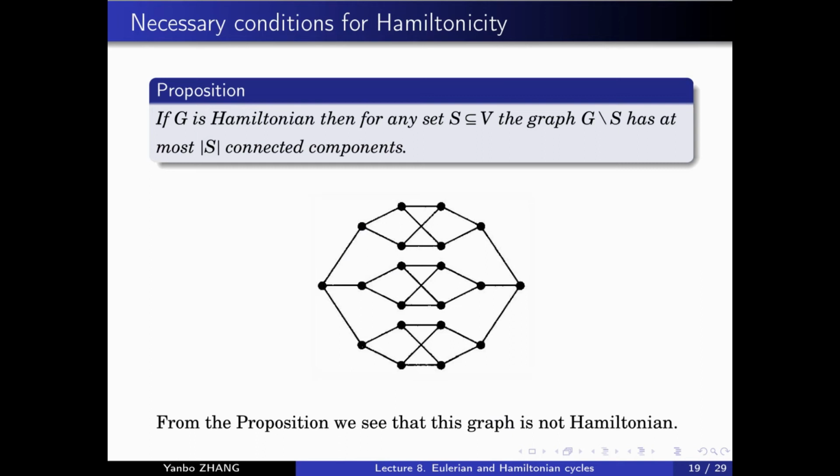We can use the proposition to explain why this graph is not Hamiltonian. Because in this graph, there are two vertices. If we delete them, the graph is disconnected with three components. If this graph were Hamiltonian and we delete two vertices, from the proposition we see that the remaining graph would have at most two components. This is a contradiction. So this graph is not Hamiltonian.